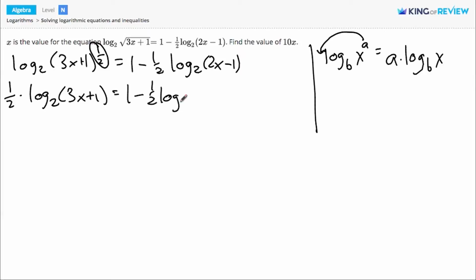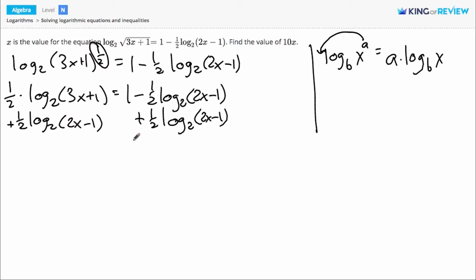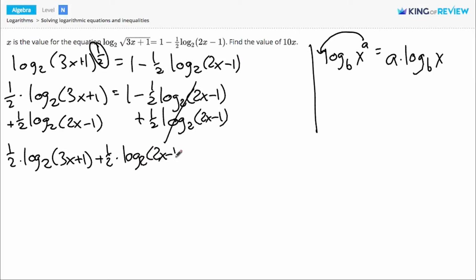of 2x minus 1. Since we're trying to solve for x, let's put all the x's on the same side, so let's move this log, 1/2 times log base 2 of 2x minus 1, to the other side of the equation by adding it on both sides. So now we have 1/2 times the log base 2 of 3x plus 1 plus 1/2 times the log base 2 of 2x minus 1 equals 1.